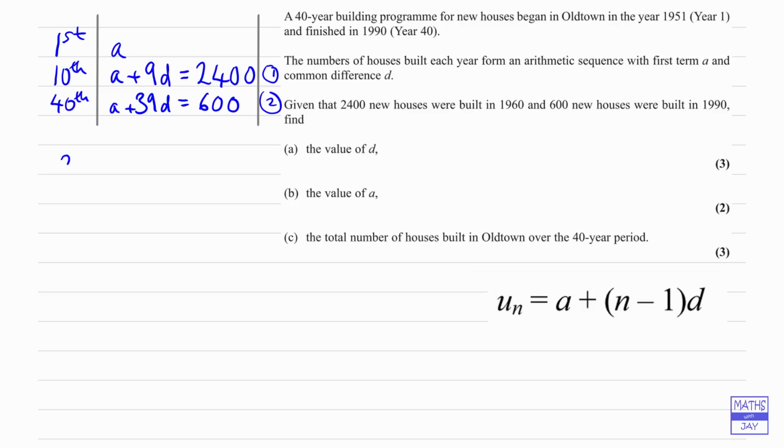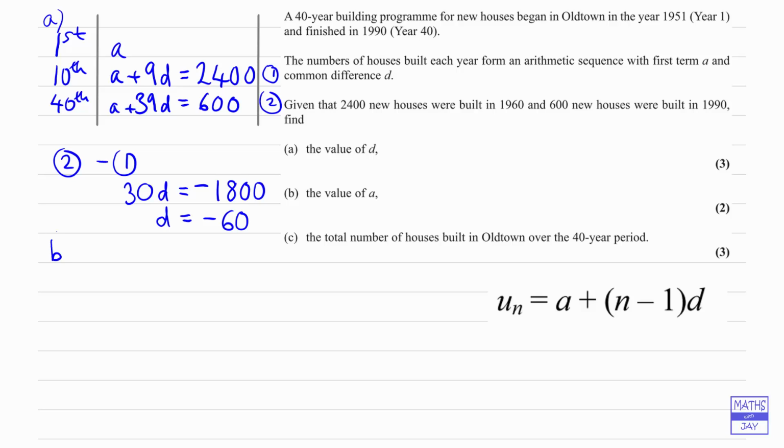So if we work out equation 2 minus equation 1, then that's going to be 30D is equal to 600 minus 2,400, so that's minus 1,800. So the common difference is minus 60, and we'd expect it to be negative, wouldn't we? Because we can see that in the 10th year we've got a much bigger number than in the 40th year. So that's part A done. We should label this really, shouldn't we? So let's put an A up here.